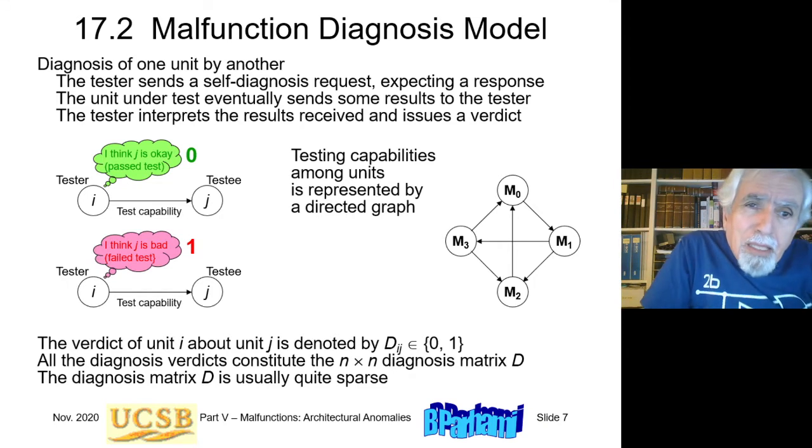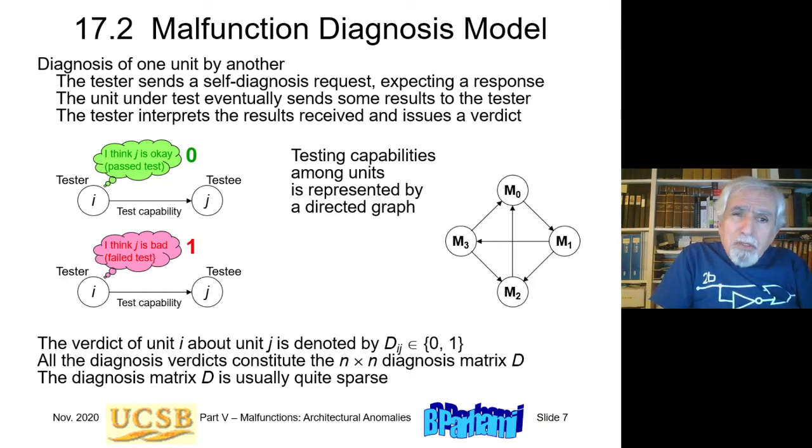Okay? So the outcome 0 means that unit I thinks that unit J is okay. In other words, based on the seed that was sent and the result that was received, I renders the judgment that it thinks unit J is okay. Of course, this judgment may be incorrect, but that's really the challenge of the diagnosis problem.